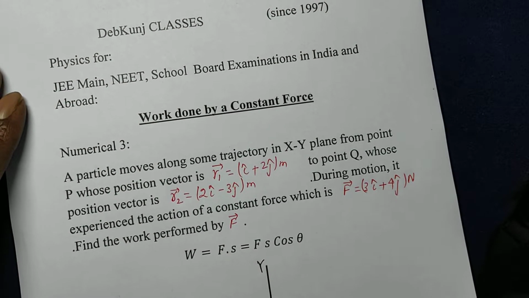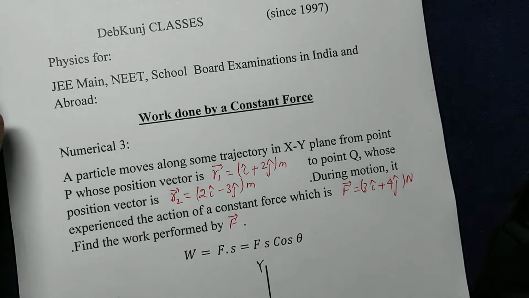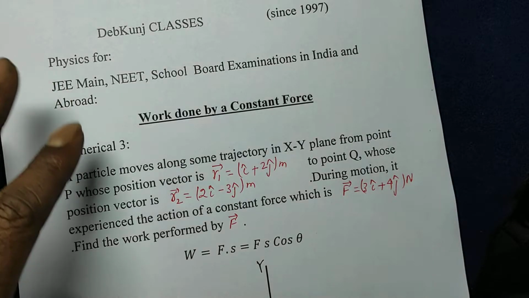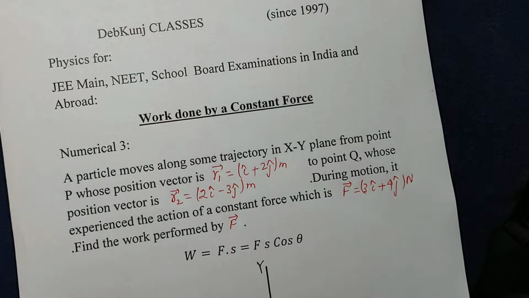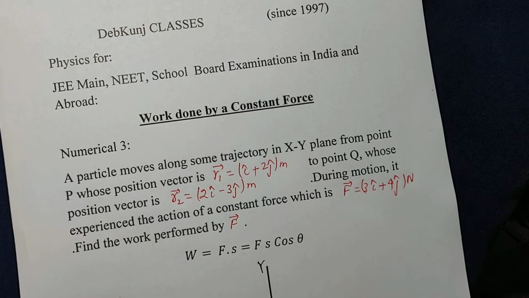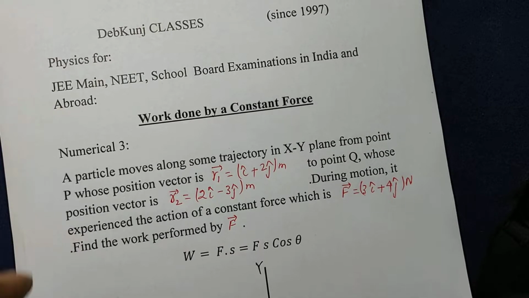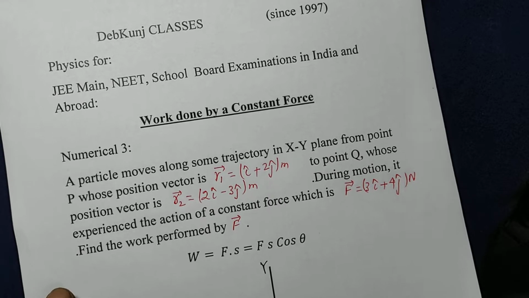Welcome back again. Hope by now you have seen the first video lecture on work done by constant force, where I explained the definition of work done and how it is found out and how it is the dot product of the force and the displacement. I also solved two numericals in the first lecture. Let us go to another one quickly.